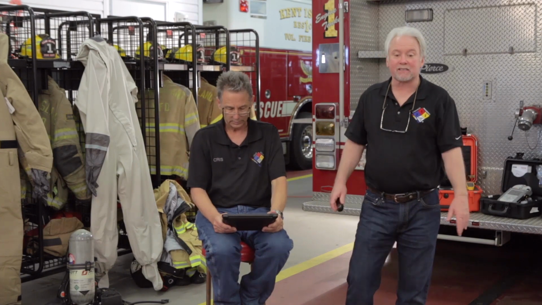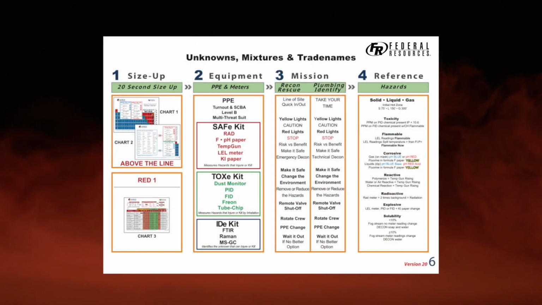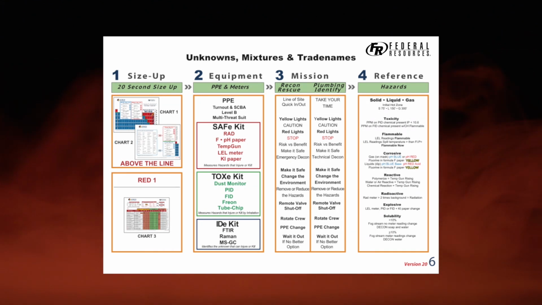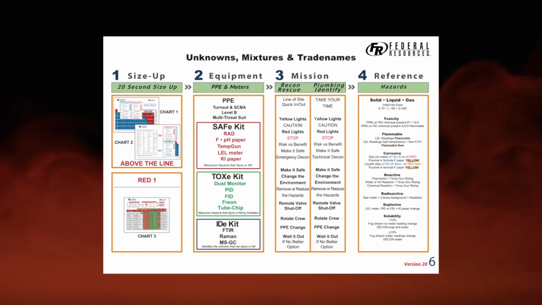Then chart 6 is for unknowns, right? You can't go to the book and look up hazards of an unknown. What page is the leaking drum in your NIOSH? You don't have a leaking drum. So how do you come up with hazards when it's an unknown? Meters. So step 2 now is meters.